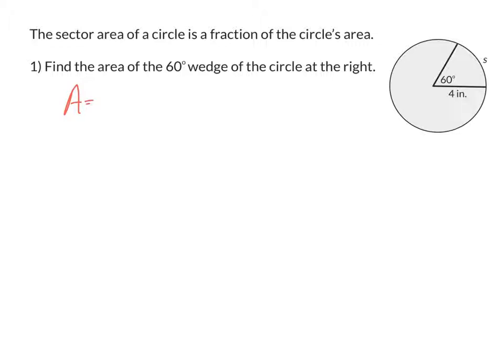because we're a portion of the area, is the full area of the circle. Now the area formula for a circle is pi r squared. My radius again is 4, so I do pi times 4 squared. 4 squared gets me 16, so it's 16 pi square inches.